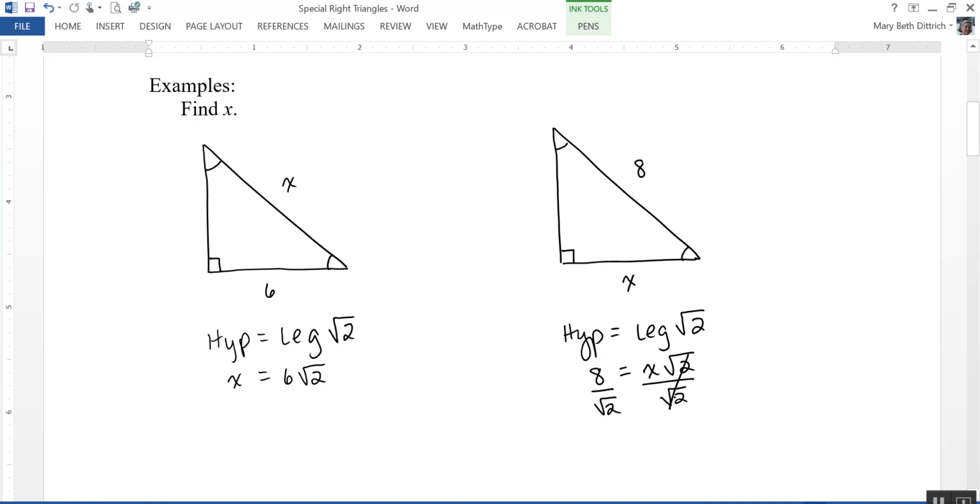Those will cancel out, and I have that x equals 8 over the square root of 2, but I need to rationalize my denominator by multiplying by square root of 2 over square root of 2. So that gives me that x is equal to 8 square root of 2 over 2, and I can actually cancel the 8 and the 2, which leaves me 4 square root of 2. So each leg is 4 square root of 2 units long.